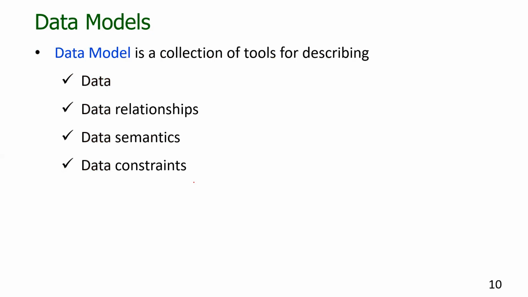Okay, then coming to data models. Data models play an important role in database design. How do we define a data model briefly? A data model is a collection of tools. What it does is describe what the data is, then the relationships among the data, then data semantics, which means validations, data constraints, rules, and conditions. So a data model is a collection of tools for describing data, data relationships, data semantics, and data constraints.